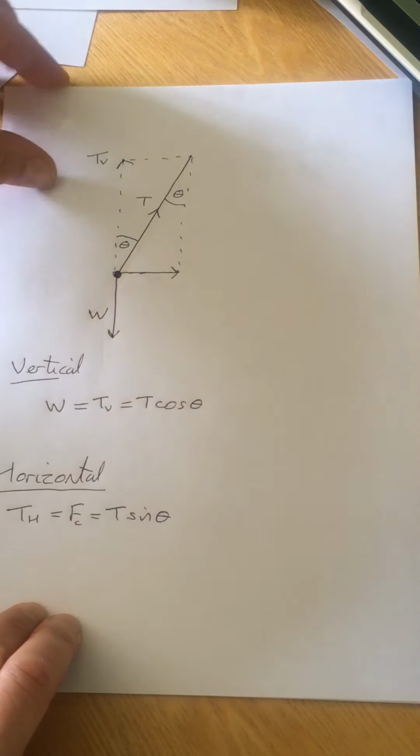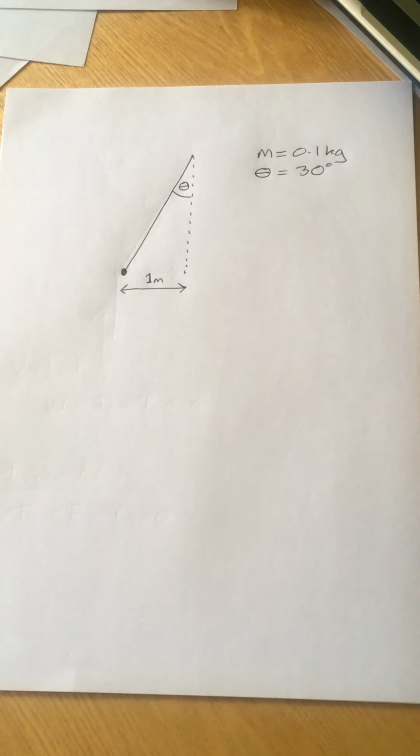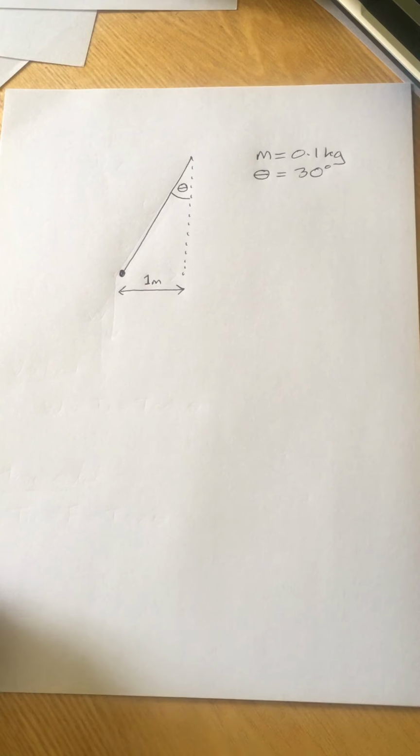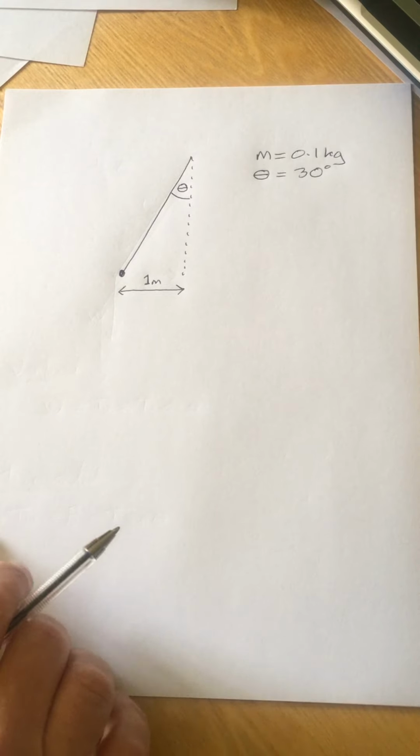So for the next page, a little problem where I've got a mass of 0.1 kilograms on a piece of string that's exhibiting horizontal circular motion with an angle from the vertical of 30 degrees. So I'm going to use it to work out a couple of aspects of the motion, namely the tension in the string and the linear speed of the object at this moment.